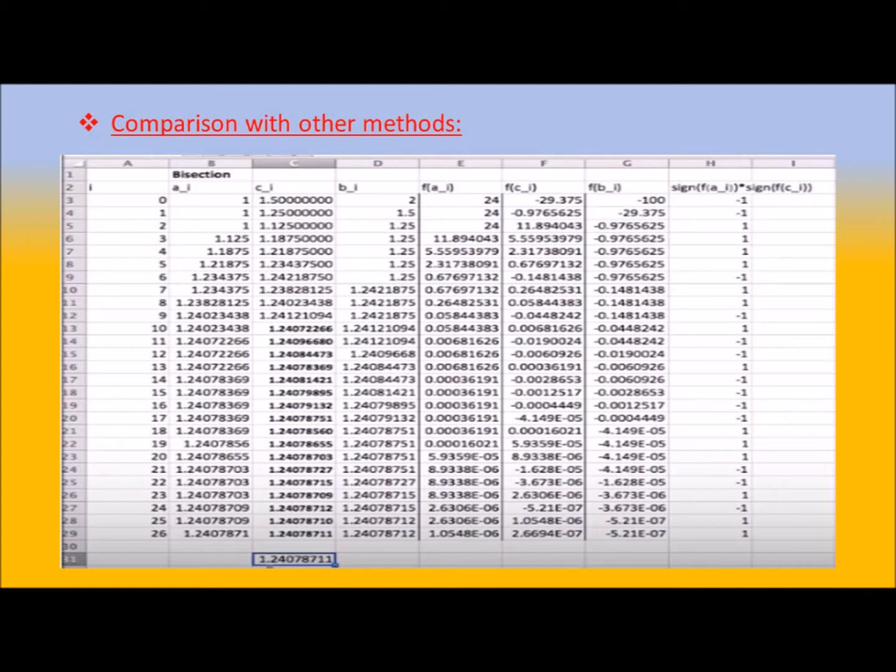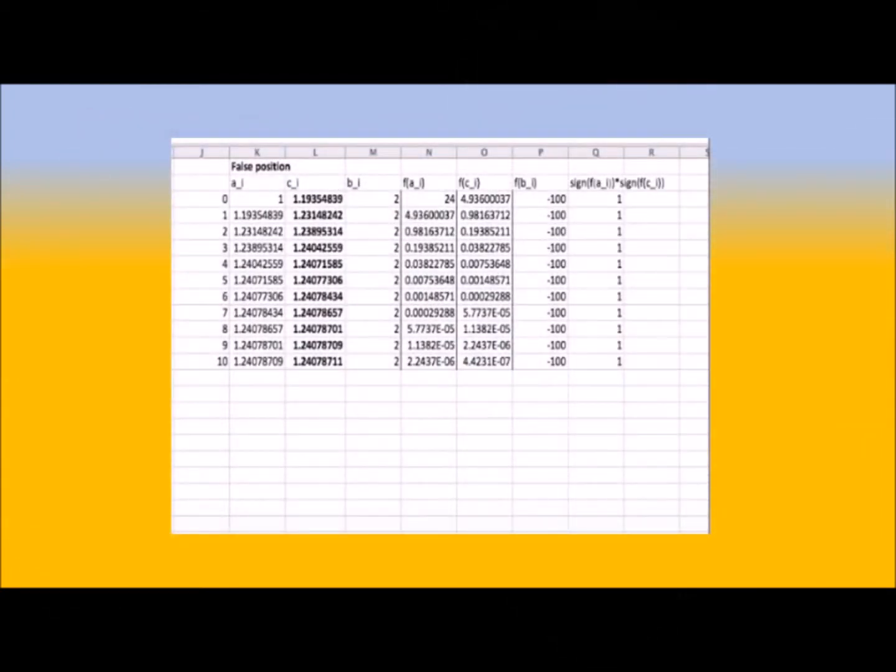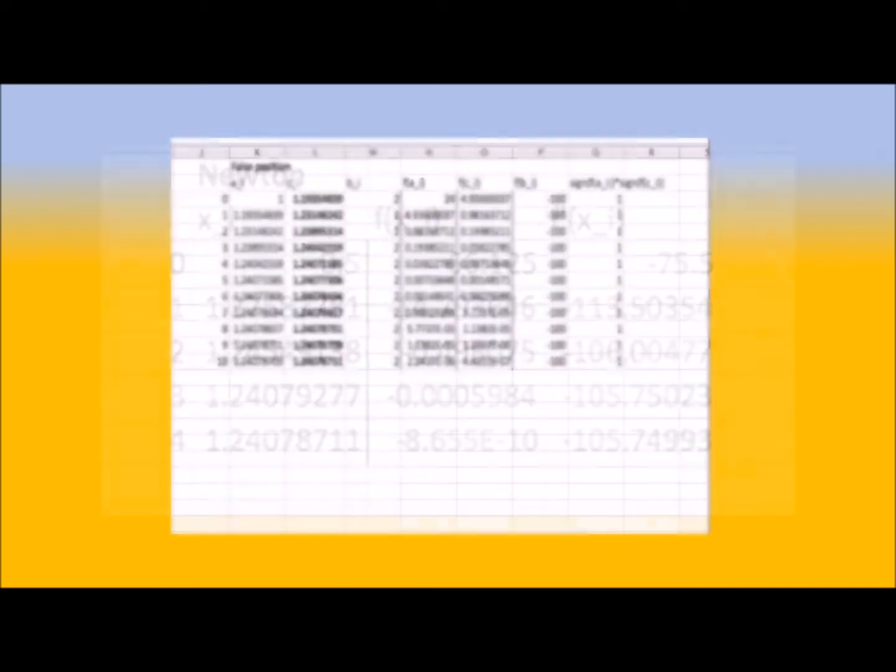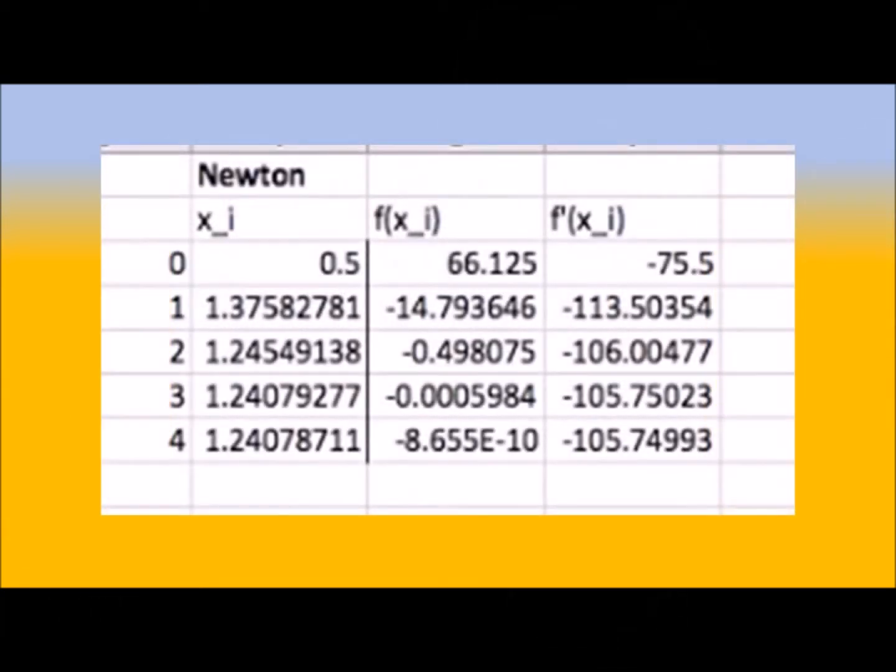Yes, let's see further. Let's compare this method with the other methods. First, start with the bisection method. Here you can see that in the bisection method we get the answer after about 25 to 26 iterations. So in comparison with this method, the bisection method is very slow. Let's see the other method, the false position, in the next slide.